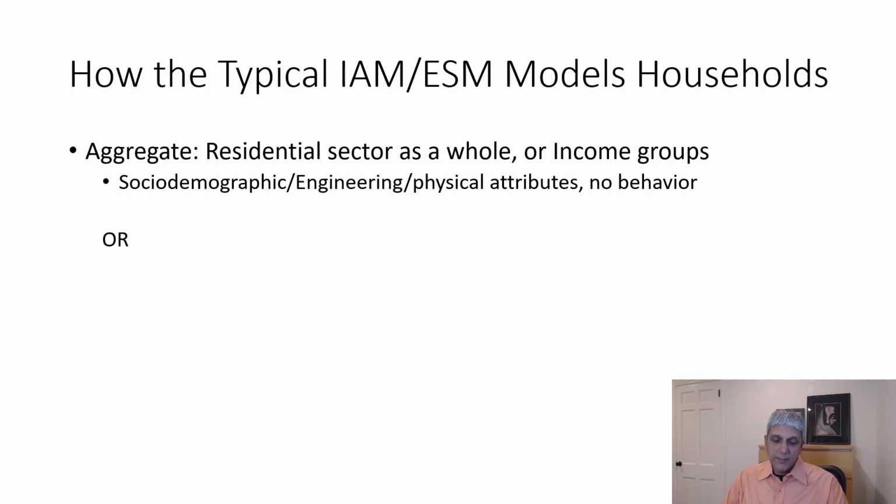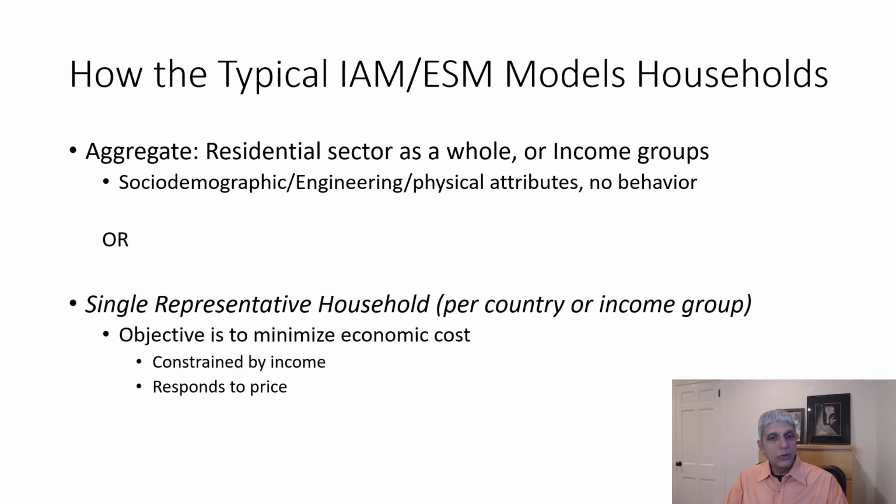Now, some ESM models do try to represent decision making, but they tend to be economic criteria. So they would have a representative household for a particular income group. And in that particular case, the household would be minimizing cost. So it's an optimization model. And they'd be looking at the paybacks for different kinds of appliances. And you'd have some average income that would apply as a constraint. And they're responding to price from the rest of the economy. So that's the lever, that's the interaction with policy and the rest of the economy.